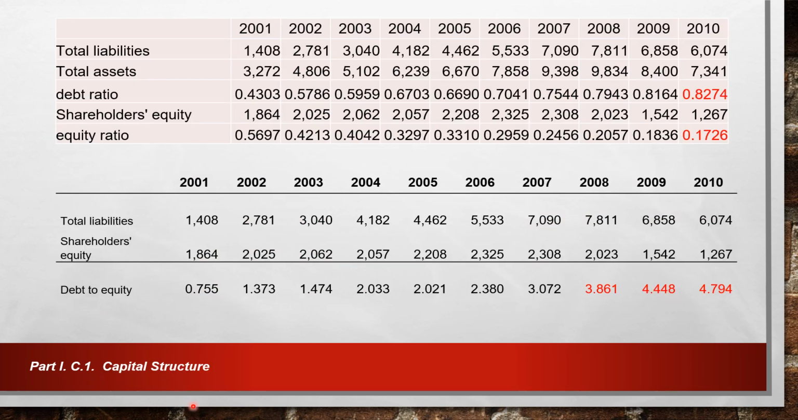So let's look at the capital structure of Paramount. As you can see, its debt ratio is steadily increasing through time. They accumulate more debt than they add equity. It's more or less 80% at the end of 2010, so the debt to equity ratio is approaching 5.0.